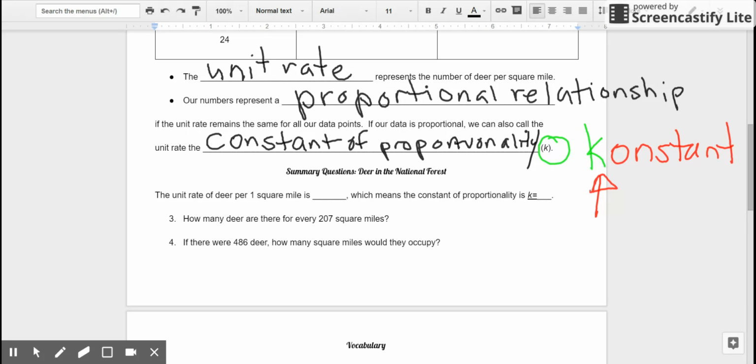So the summary questions for the deer in the national forest, you should be able to figure out this one on your own. And your constant of proportionality should be the same as that answer.